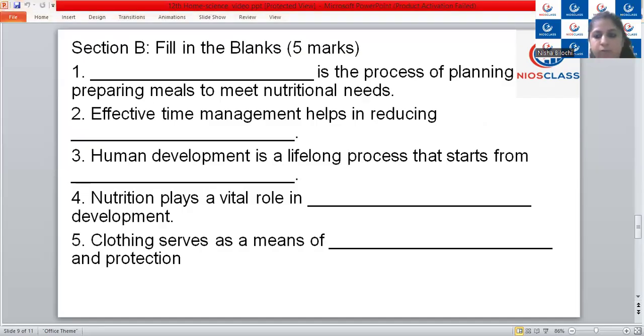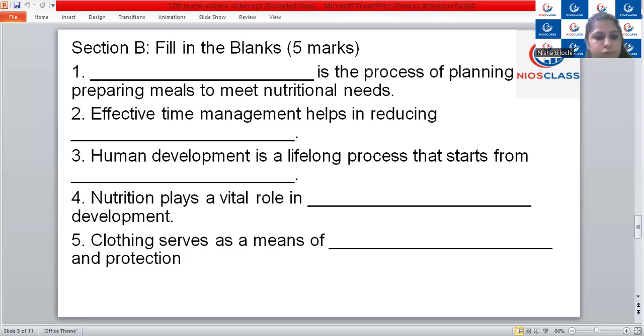So question number 1 says that dash is the process of planning and preparing meals to meet nutritional needs. Now you think about the answer, because from the question which we have done earlier, you will actually get an idea from there, right? Okay. Yes, tell me. Meal preparation. Okay, meal preparation is going to be the correct answer, right?